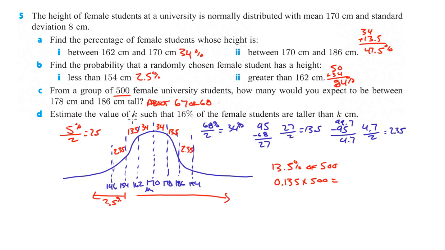D, estimate the value of K such that 16% of the female students are taller than K centimeters. So 13.5 plus 2.35, and the rest of this here is 0.15. If you add those all together, guess what you get? You get 16%. So that's going to be 178 or above. Okay?